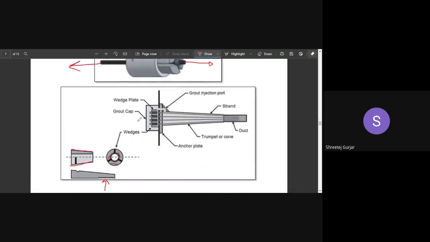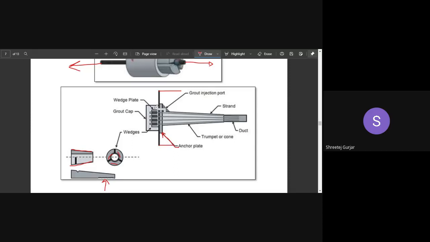Coming to this image, this is your duct, and this is called a trumpet. It is just like a trumpet shape, so it is called a trumpet or a cone. This is your anchorage plate. The anchorage plate is usually inside your concrete, so this part is inside your concrete and this part is outside your concrete. The anchorage plate is placed inside the concrete to bear the forces coming from your wedges.